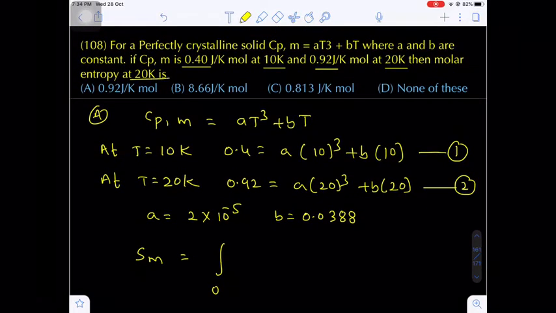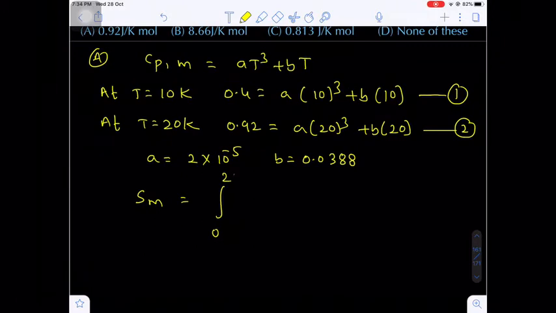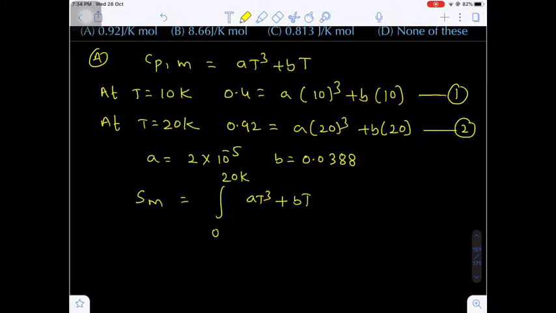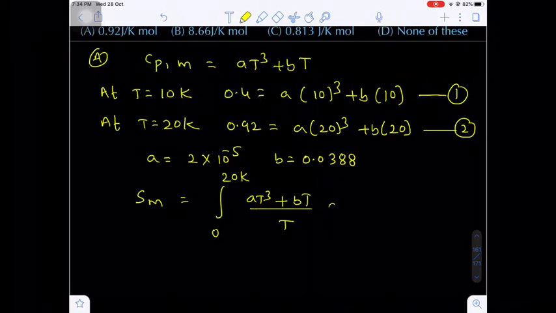We have to find the molar entropy at 20 Kelvin. So the limits are 0 Kelvin to 20 Kelvin. Are you getting my point? What is the molar heat capacity given here? A into T cube plus B into T. This will be the integral of the molar heat capacity divided by temperature T, into dT.